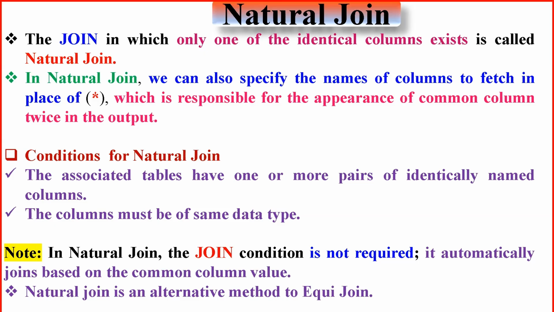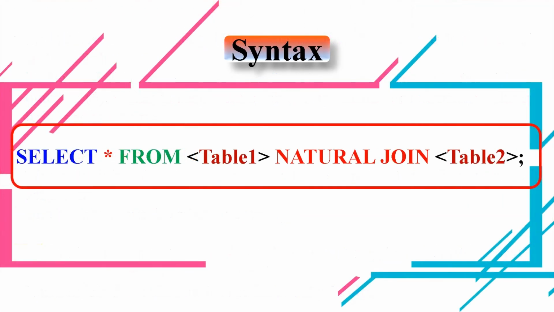There are two conditions for natural join. First condition is, the associated tables have one or more pairs of identically named columns. Second condition is, the columns must be of same data type. Note that, in natural join, the join condition is not required. It automatically joins based on the common column value. Natural join is an alternative method to equi-join. The syntax of natural join is select star from table 1, natural join, table 2 semicolon.